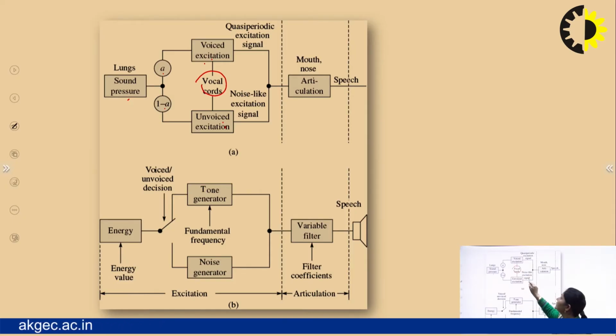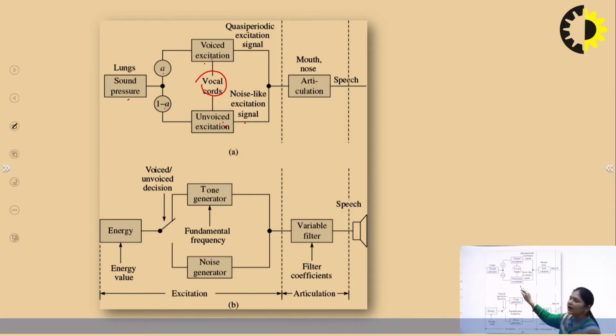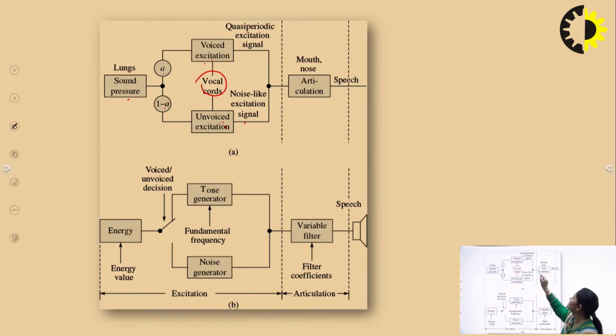cords, and then these are quasi-periodic excitation signals, these are unvoiced signals and noise type of signals. These all are added together and the voice comes out from nose as well as from mouth, and this is called articulation and it is speech signal.